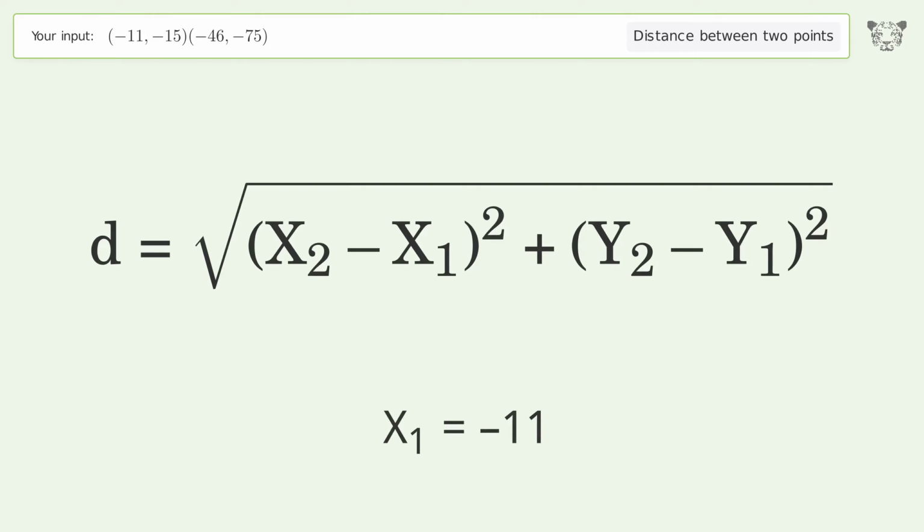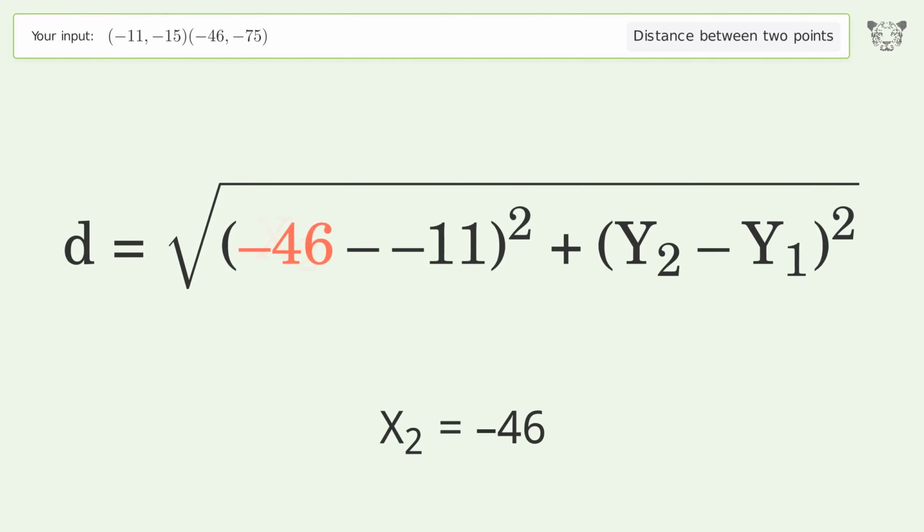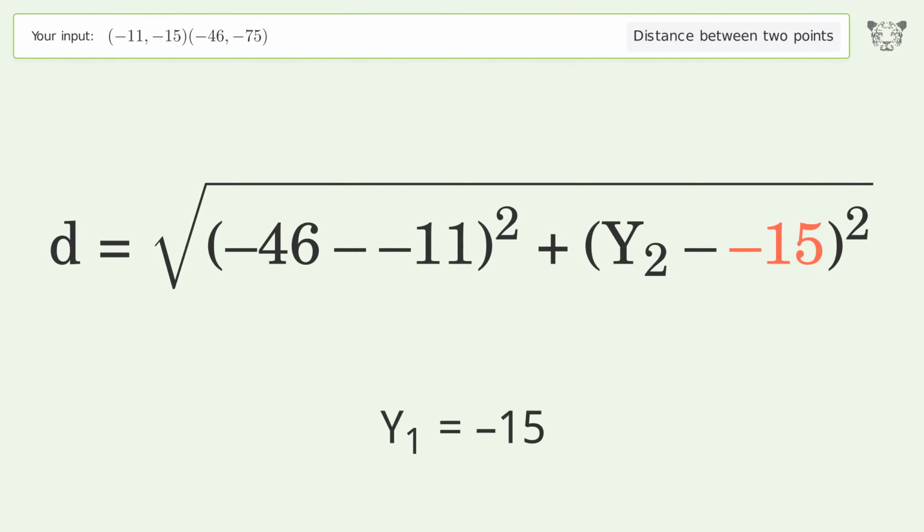x1 equals -11. x2 equals -46. y1 equals -15. y2 equals -75.